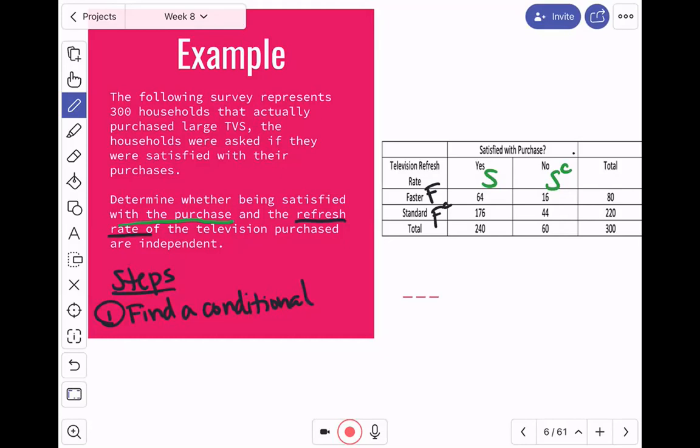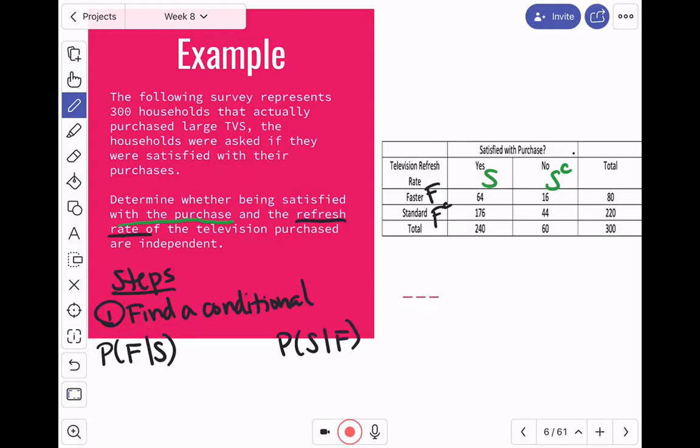So I'm looking at F and S. I can find two conditionals based on that. I can find the probability of F given S, or I can find the probability of S given F. It doesn't matter which one you find, as long as you set the formula up correctly.